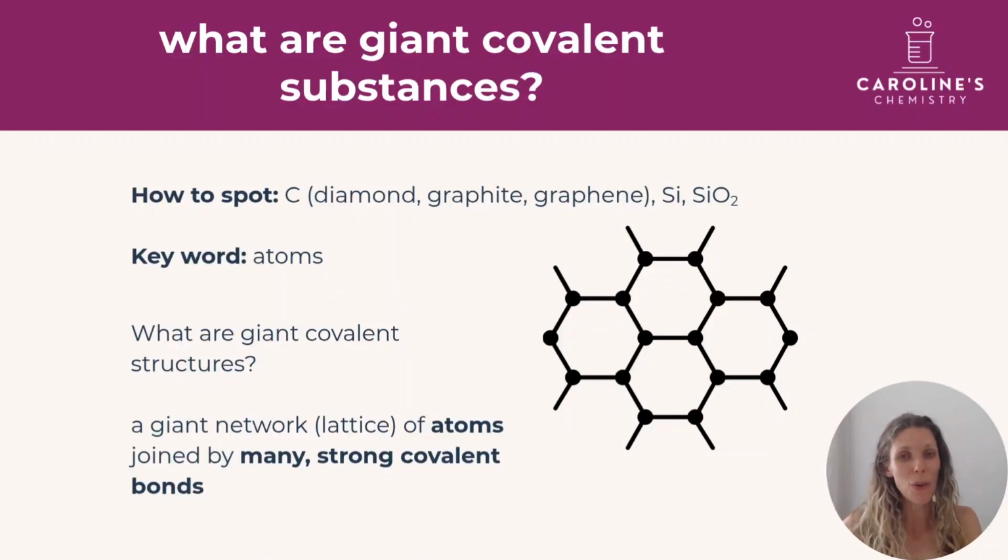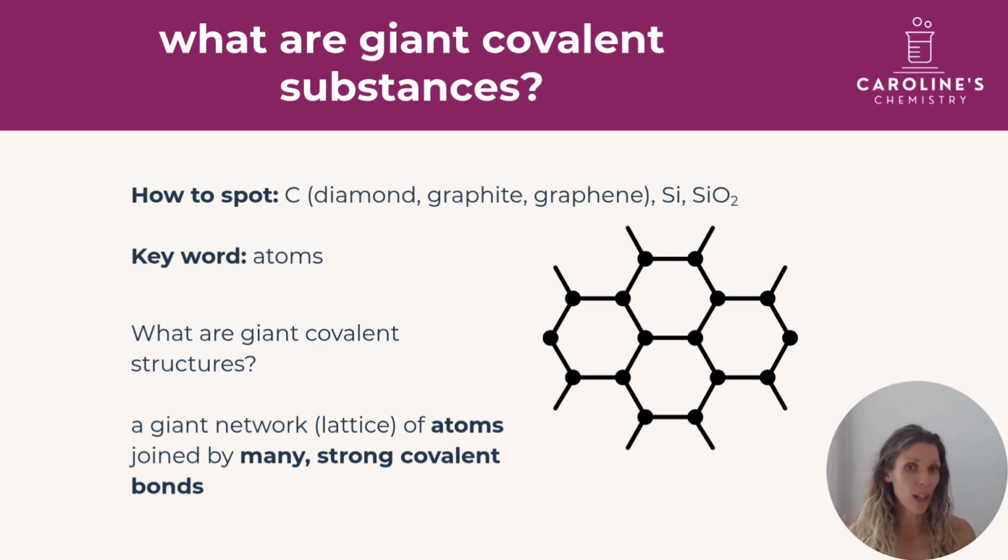So let's start with how to spot a substance that is giant covalent. Now, there are only 5 substances at GCSE and A level that we describe as having a giant covalent structure. I nickname those the big 5. So those are carbon in the form of diamond, graphite, and graphene, silicon, and silicon dioxide. In order to spot them, we learn what the big 5 are, and then we recognize them. Oh, that's carbon, it must therefore be giant covalent.